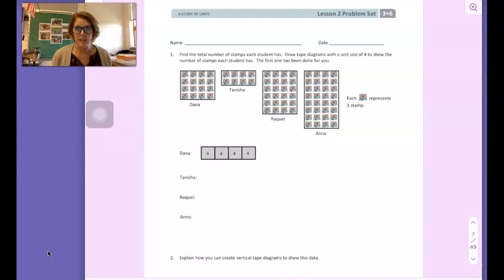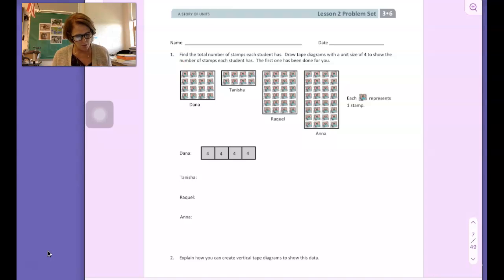We're going to do these together, and as we're doing it, you need to pay attention and be thinking about what we're doing, not just copying down what I'm doing, because you are going to have to do the exit ticket on your own. So, number 1 says, find the total number of stamps each student has. Draw tape diagrams with a unit size of 4 to show the number of stamps each student has. The first one has been done for you.